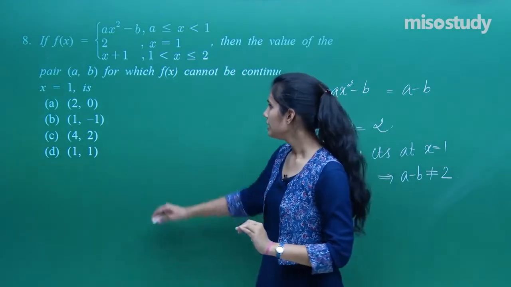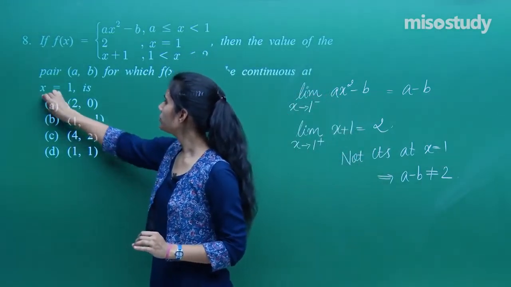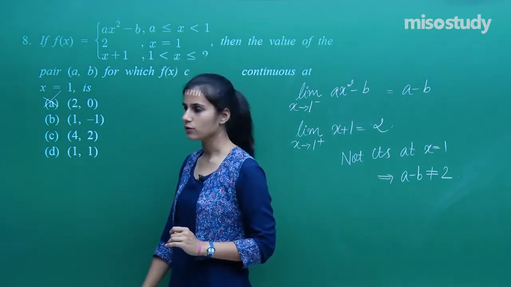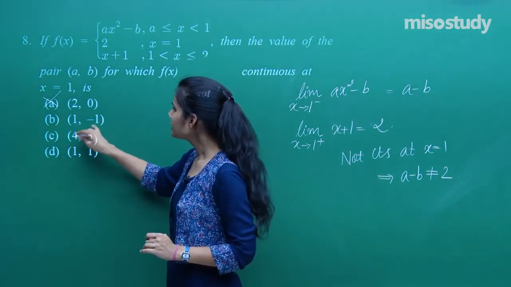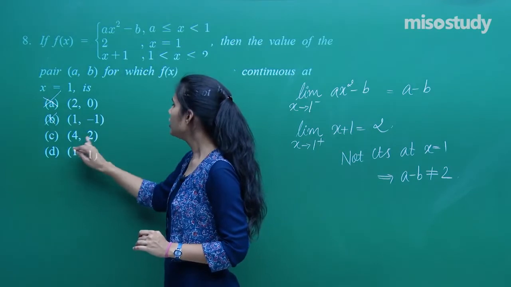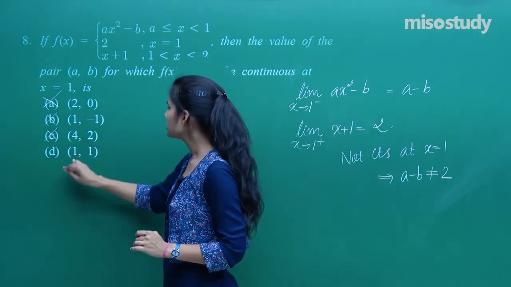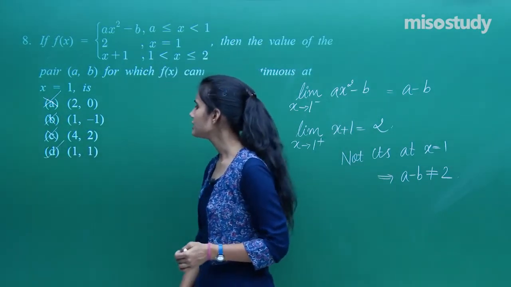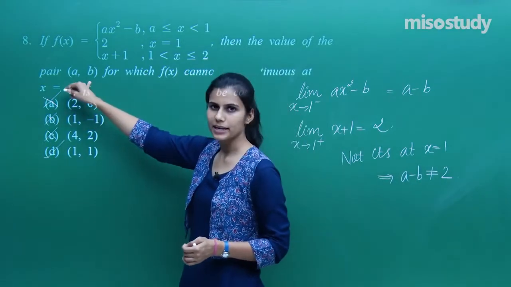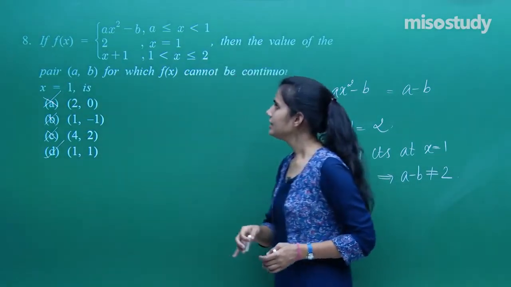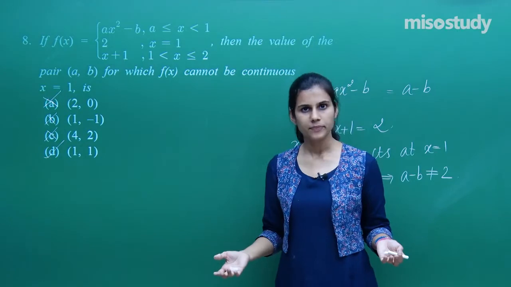So now, 2 minus 0 is 2. For this it will be continuous at x equals 1. 1 minus minus 1, that is 2, again continuous. 4 minus 2, again continuous. 1 minus 1 is not equal to 2. It is for this value of the ordered pair a comma b that this function is discontinuous at x equals 1. Right?